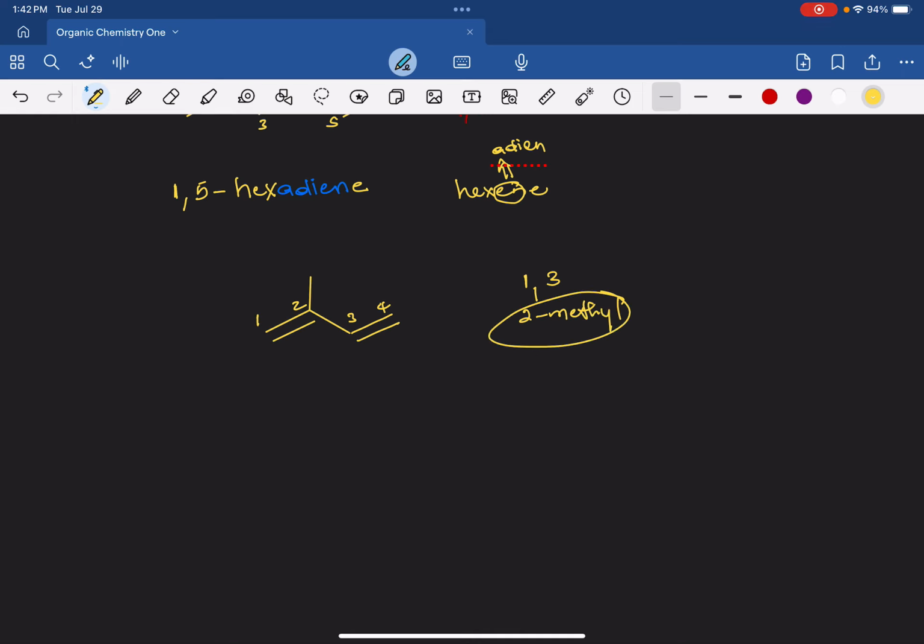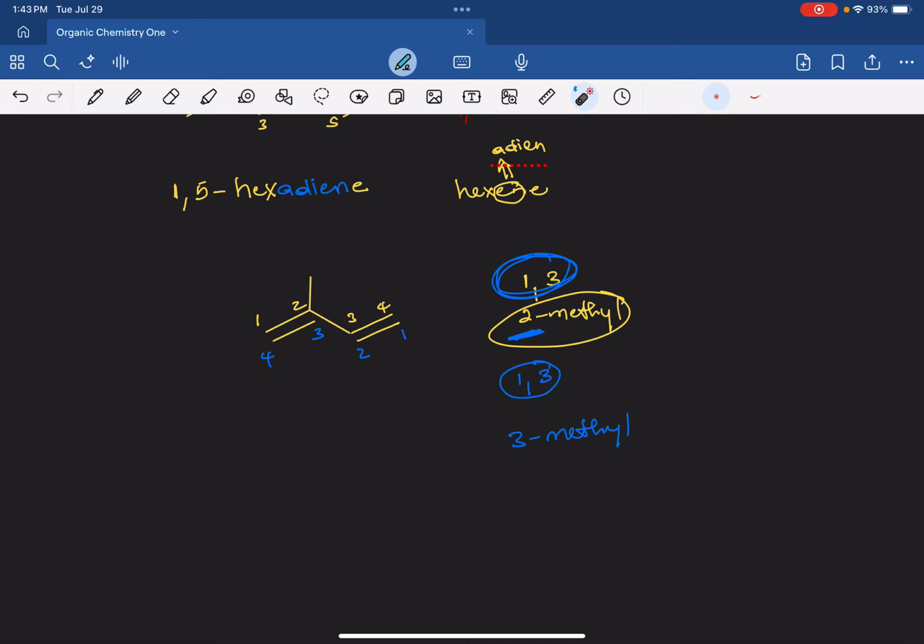Cool. What if we decided to number in the opposite direction? What would happen? Now, my double bond is still at 1, 3, right? But where's my substituent? It's on 3. So clearly, I'm not going to pick blue, I'm going to pick yellow. Because with blue, yes, you end up with the same 1, 3 as with the yellow, but look where the substituent is. The substituent is on 2 when we do gold, right?